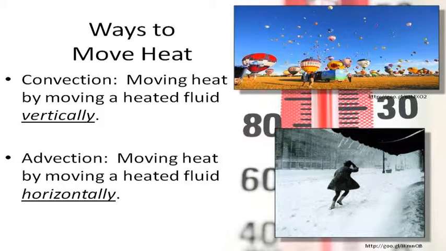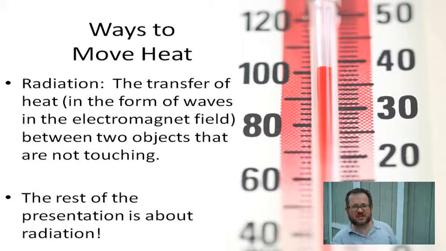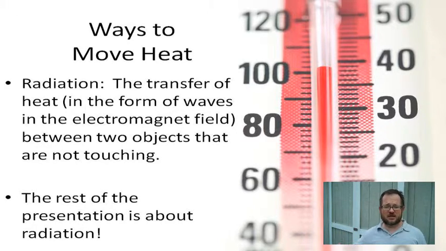Now, from the point of view of energy classes, we're going to be more interested in radiation. Of course, radiation is just the transfer of energy in the form of waves in the electromagnetic field. Strictly speaking, radiation can occur between objects that aren't touching. That tends to not be really a factor we worry about very much. And so the rest of this lecture is going to be mostly about radiation, because this is going to be the factor that is in some ways the hardest to envision.